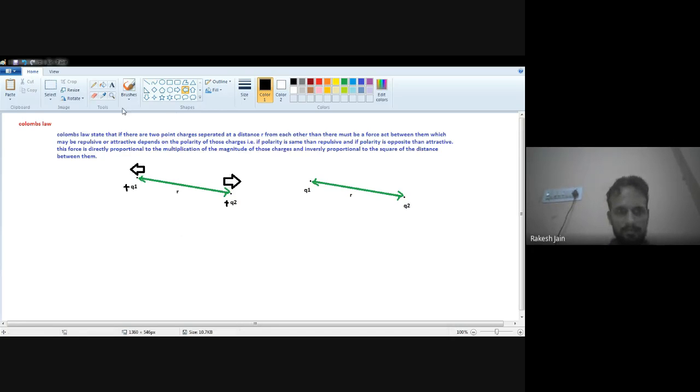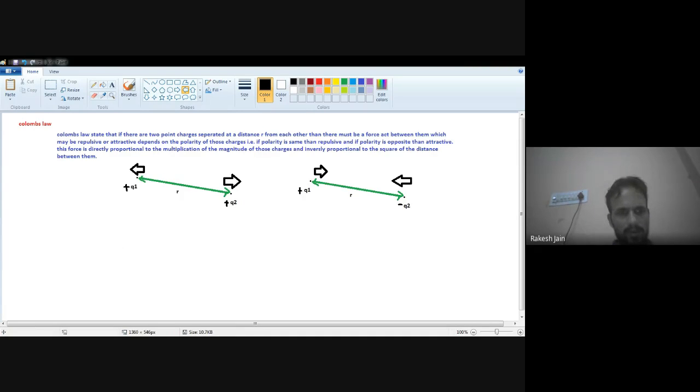And if the polarity is opposite, for example, let's suppose Q1 is positive and Q2 is negative, so both are opposite to each other, then the force direction is attractive. This is the direction which shows that these are attracted towards each other. So this is a diagrammatic representation of Coulomb's law.